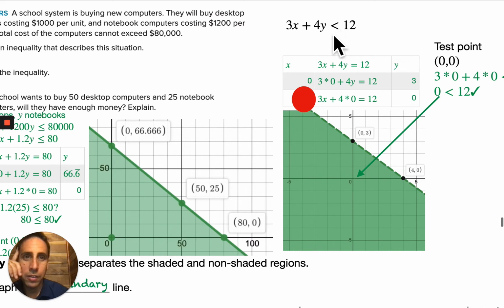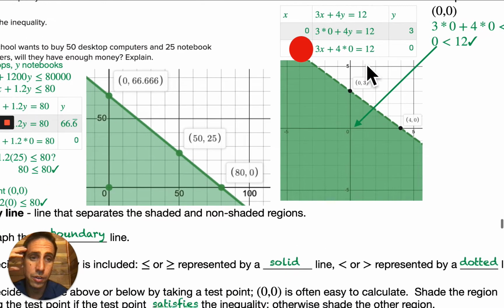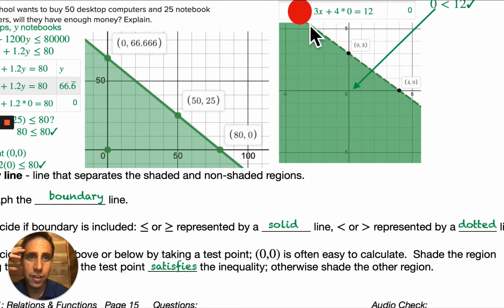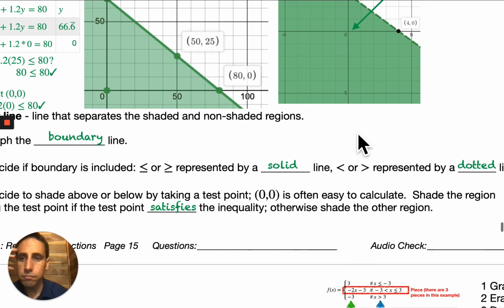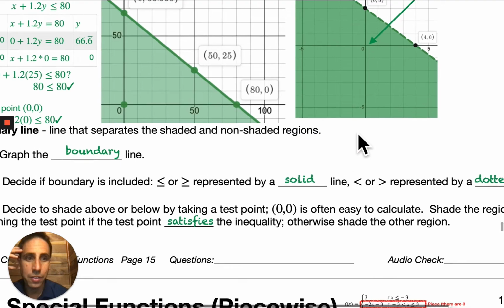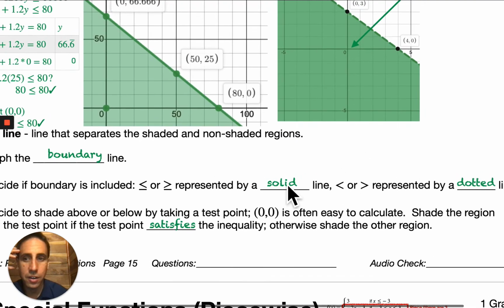This symbol is a less than symbol, meaning the boundary line is not going to produce solutions. If you plugged 0, 3 into here, you get 12 is less than 12, and that's a false statement. 12 is not less than 12. So any point on the boundary line is not a solution, and we indicate that with a dotted line, as we see in the instructions here.